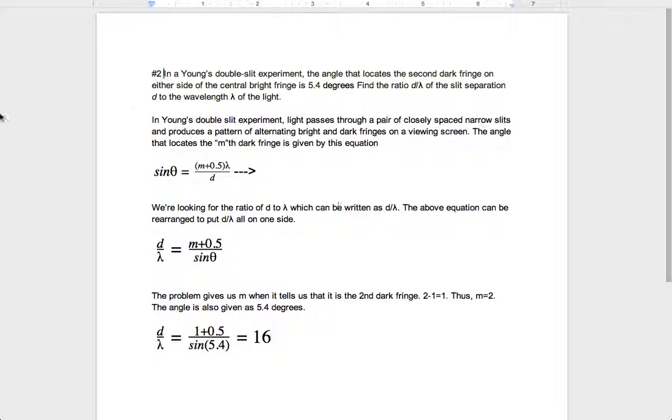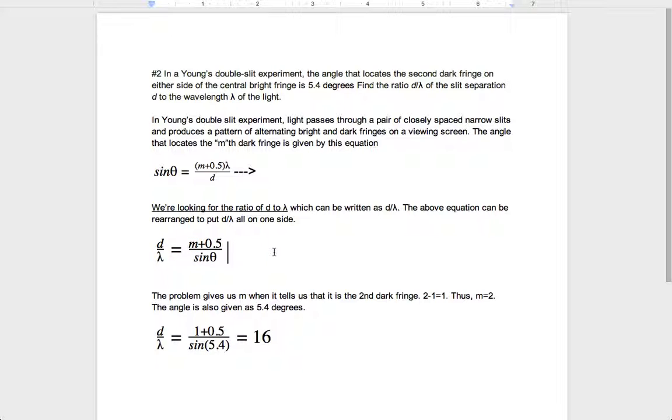But in this situation, the problem is asking us to find the ratio of d to lambda, which can be written as d over lambda. And conveniently enough, with some algebra, this equation right here can be rearranged to have d over lambda on one side. So you would multiply both sides by d, divide both sides by sine, and then divide both sides by lambda, basically. Then you get this equation.